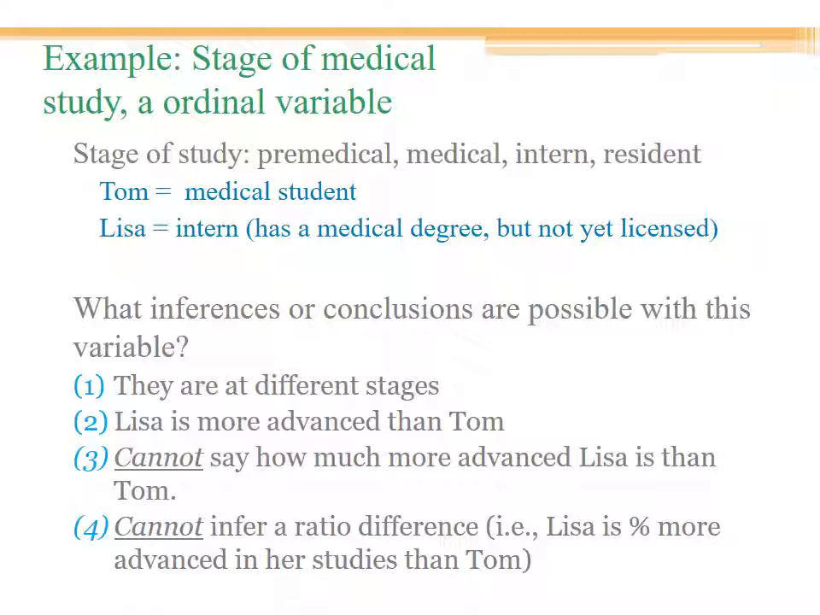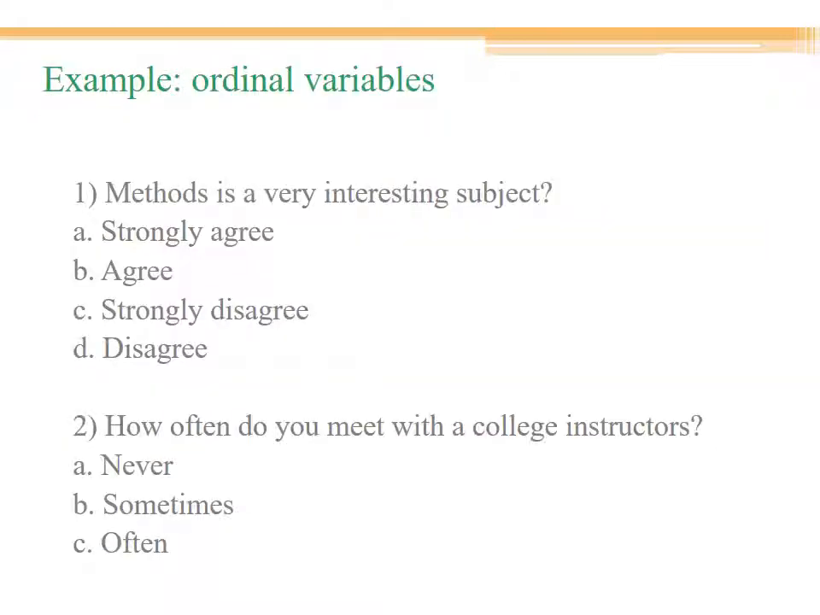So ordinal scale variables can be very useful in surveys, and you all have probably seen them in the student evaluations you fill out at the end of the semester, ranking an instructor's teaching effectiveness. Here are some other examples of ordinal variables.